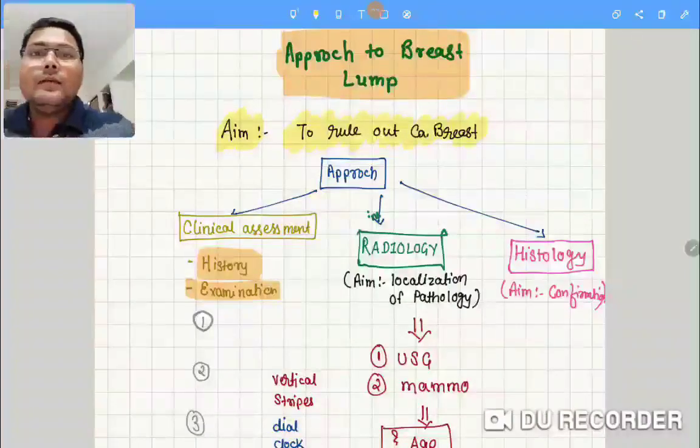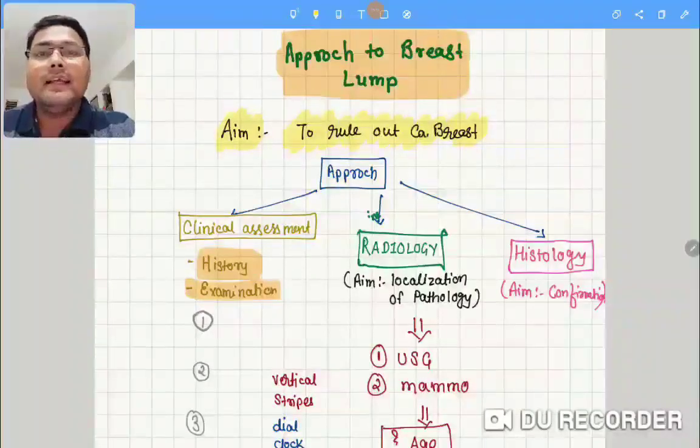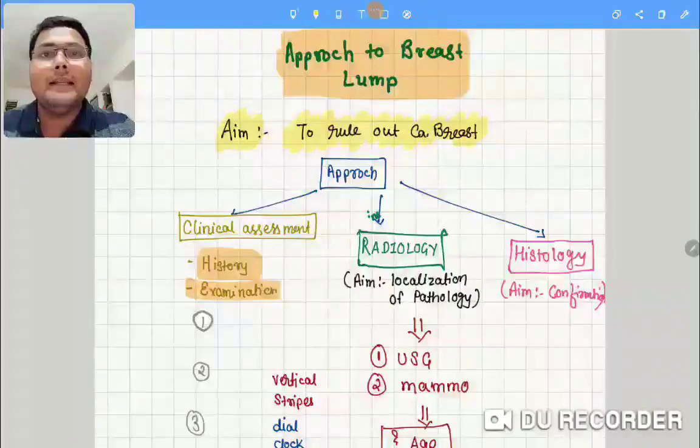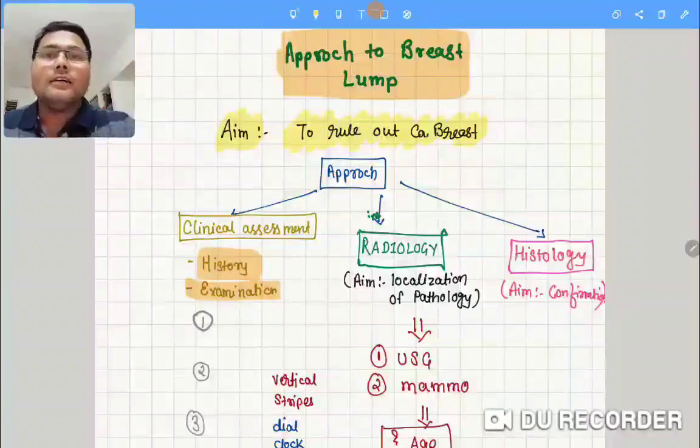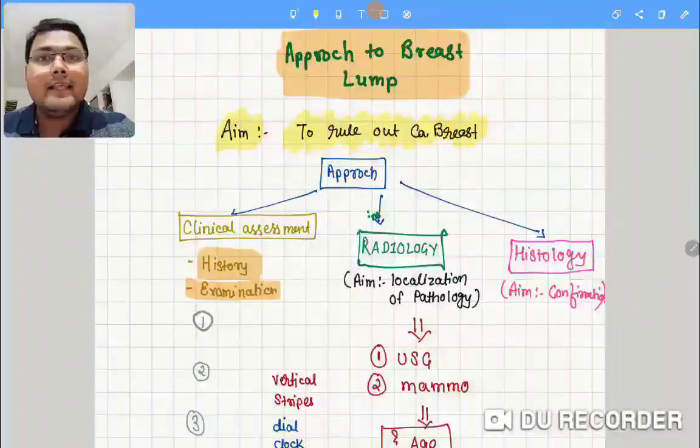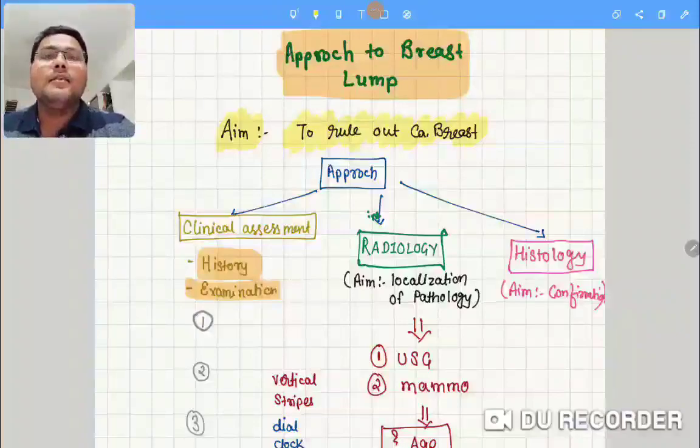So we'll proceed by first of all clinically examining the patient. We'll take the history of the patient, which is very important. Since how long does she have the complaint of swelling in breast? Is it painless? Is there any redness over the swelling? Is it mobile? Is there any nipple discharge? What is the age of menarche?